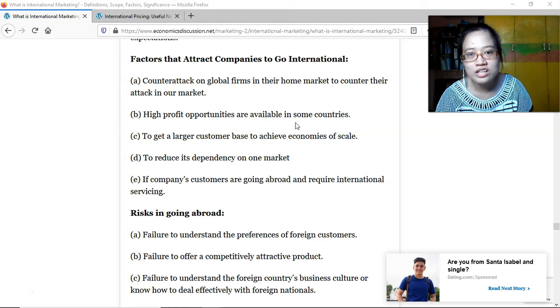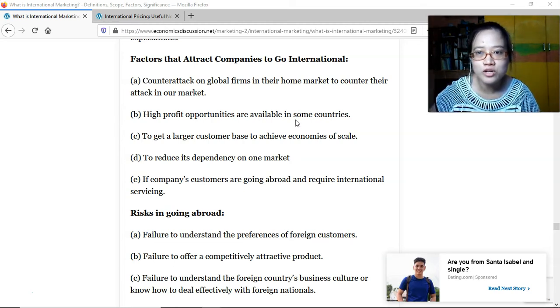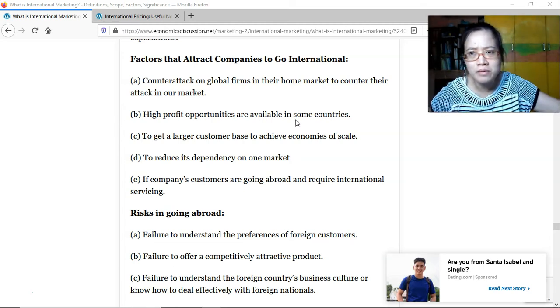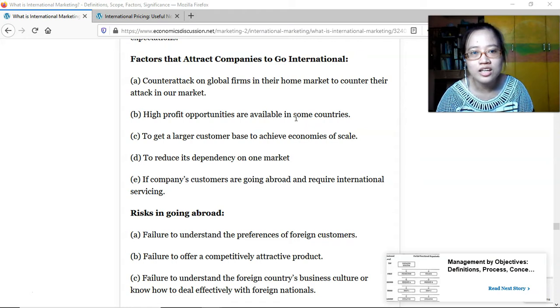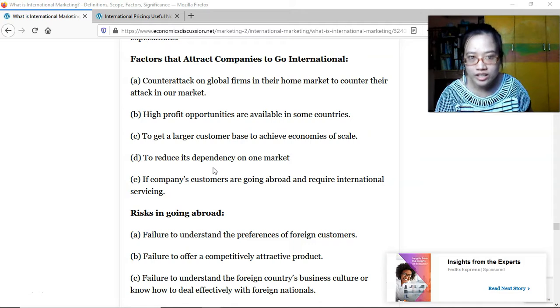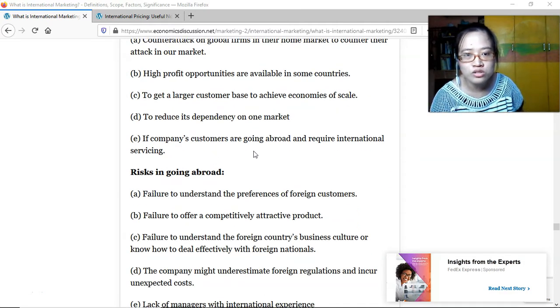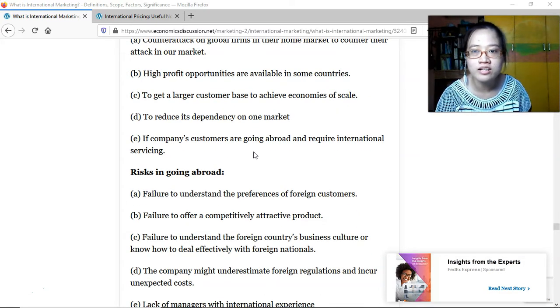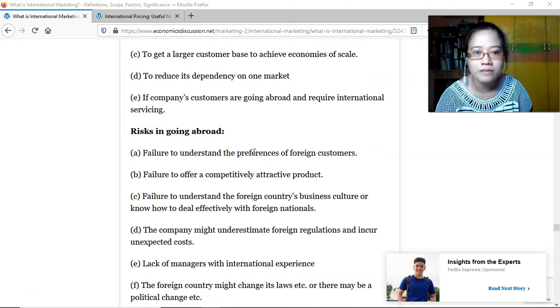Higher profit opportunities are available in some countries, especially if there is a great demand in their market. Okay, to get a larger customer base to achieve economies of scale, to reduce its dependency on one market, if the company's customers are going abroad and require international servicing.